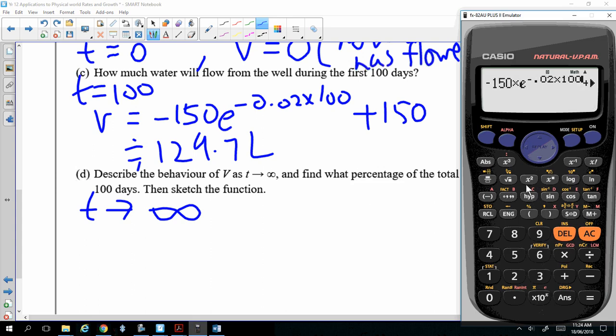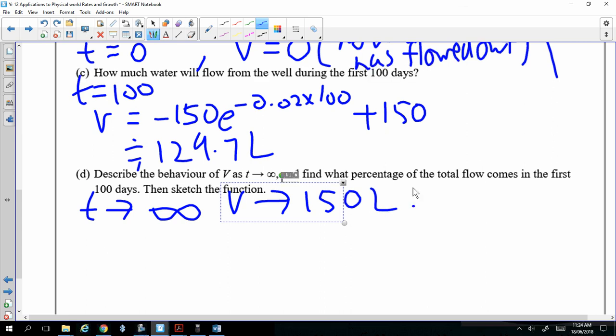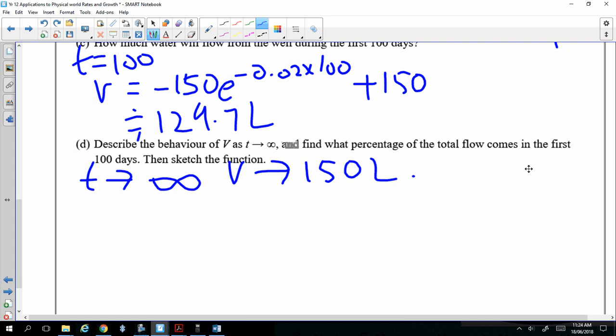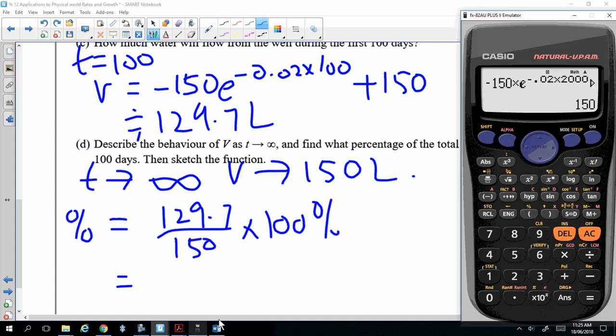And then we're going to find what percentage of the total flow comes in the first 100 days. So the percentage must be 129.7 divided by 150 times 100%. Use your calculator. So you do 129.7 divided by 150 times 100. That gives you 86.47% has flowed out in the first 100 days.